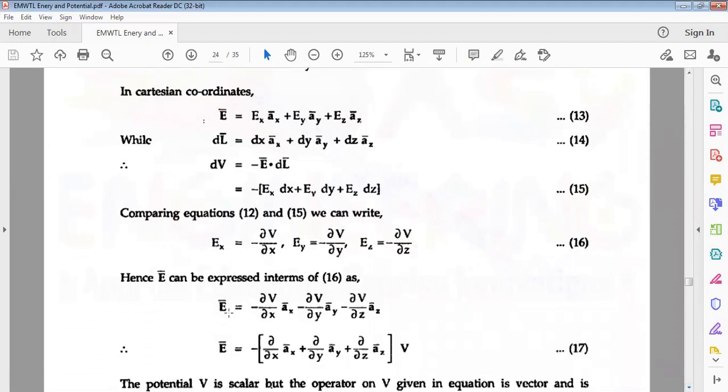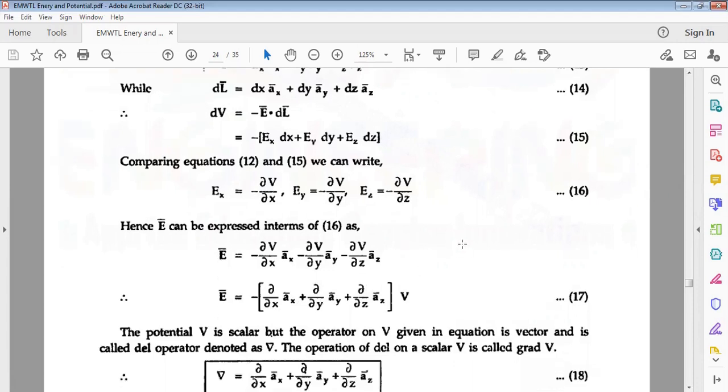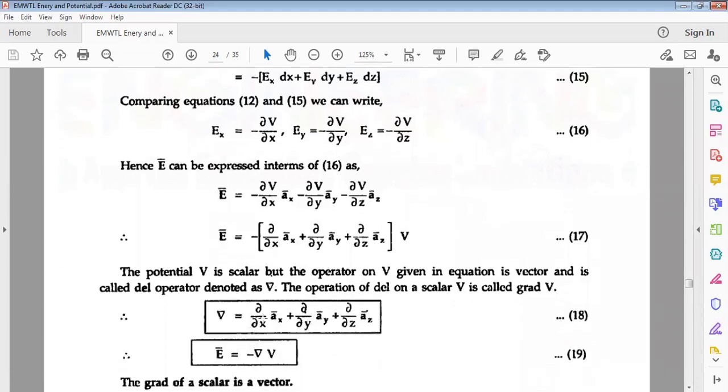So E bar is equal to, substituting Ex as this function, minus dou V by dou x into Ax, minus dou V by dou y, and dou V by dou z. Take V as common here. E bar is equal to minus dou by dou x of Ax bar, dou by dou y of Ay bar, and dou by dou z of Az bar, into V. This operator on V is del. The potential V is a scalar, but the operator acting on V is a vector, called the del operator, denoted by del, and it is also called grad V. E bar is equal to minus del V.